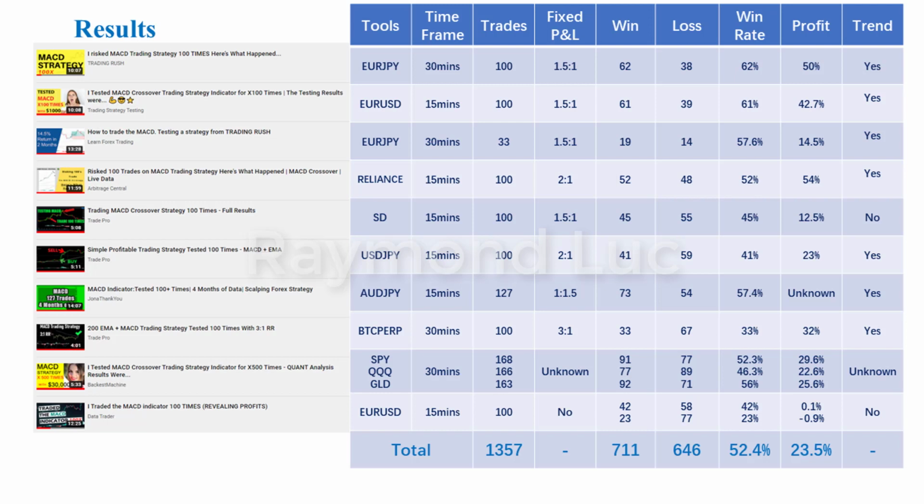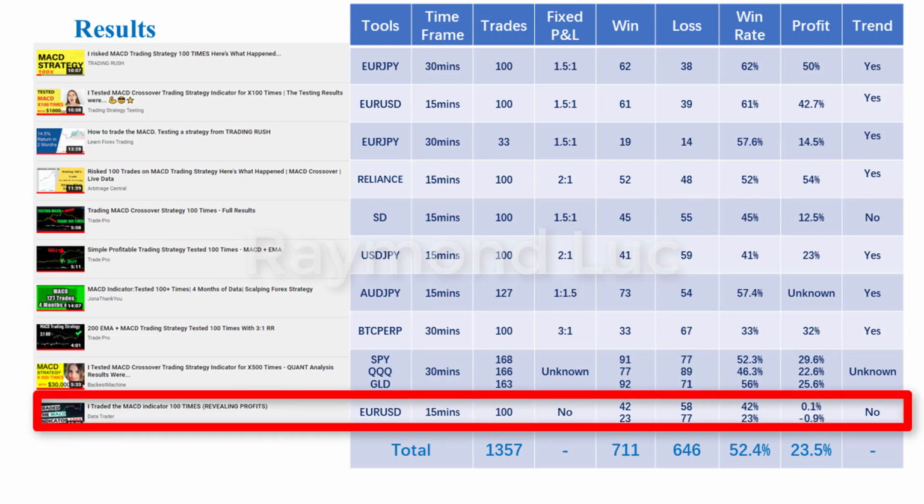This table also lists the number of winners, number of losses, win rate, profit margin, and whether they are trading with the trend. What we care most about in this table is the win rate. As you can see, the overall win rate is quite high. Overall, a 52.4% win rate, and the profit margin is 23.5%. The result of trading with this strategy is pretty good.